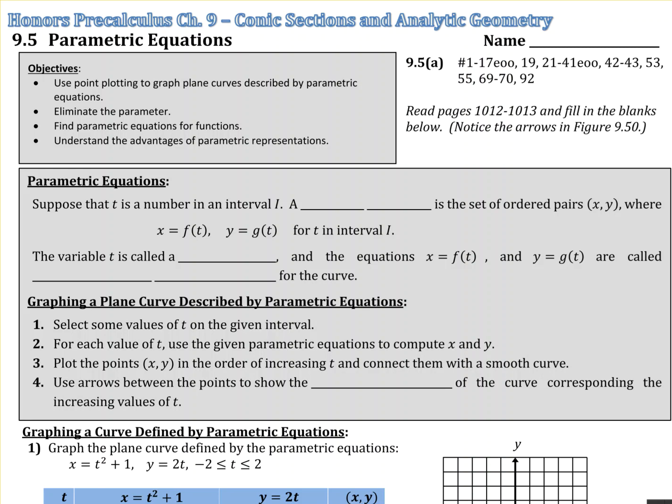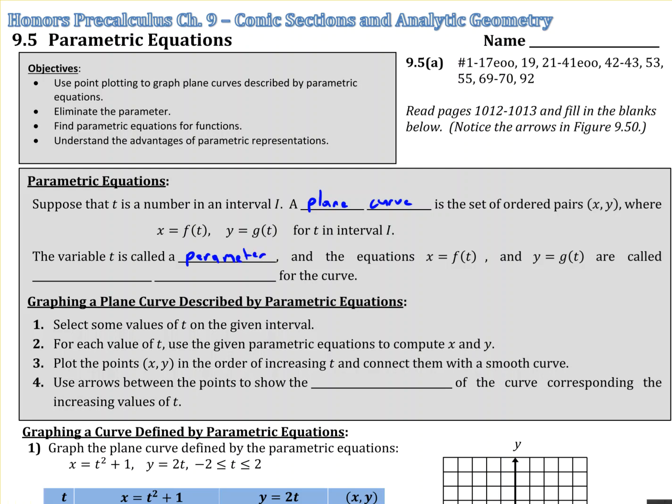But parametric equations are just another way of looking at graphs in the plane. So suppose that t is a number in an interval I. A plane curve is a set of ordered pairs x, y, where x equals f of t, y equals g of t for t in an interval I. So it's basically where we have an extra variable called t, which is called a parameter, and then x and y depend on t instead of on each other.